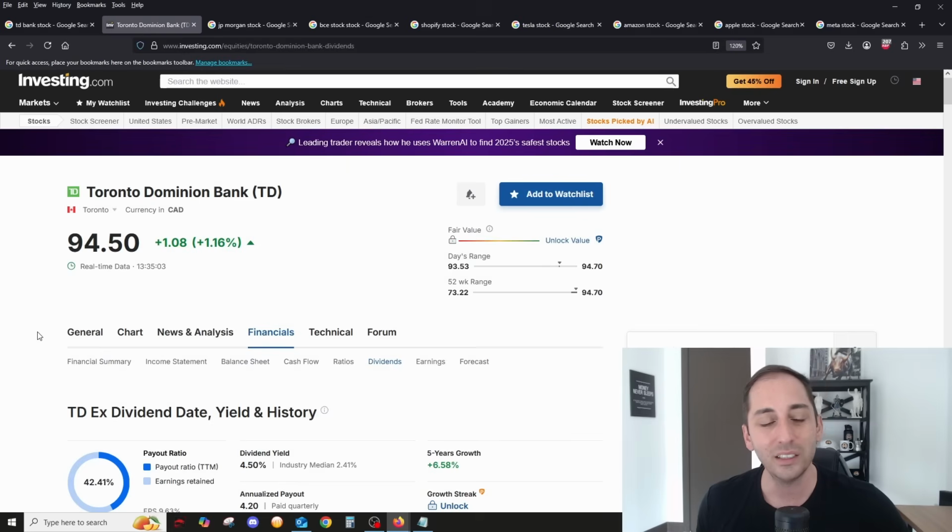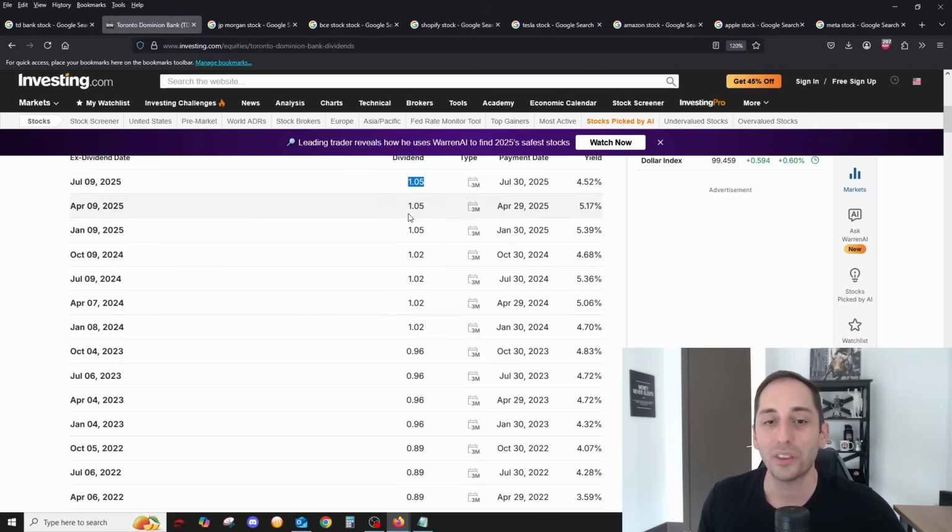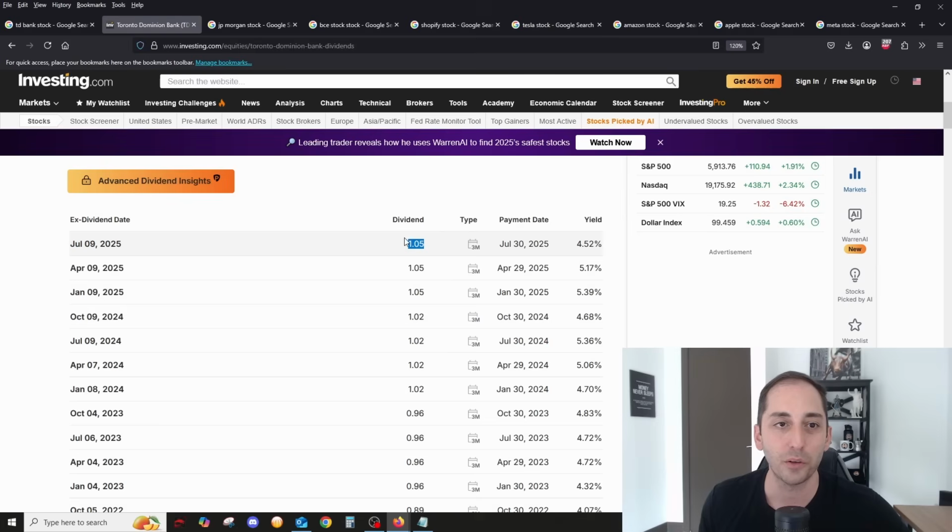So if we look at TD Bank's dividend history, by the way, as you can see, the latest dividend on July 9th is $1.05. So that's $1.05 per share, right? For every TD Bank share that you own, you get $1.05 on a quarterly basis. And remember that these dividend rates per share could go up or down with time. They could change every quarter, they could change annually. So that's very important for you to understand.